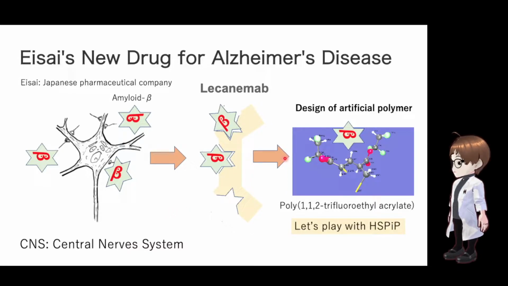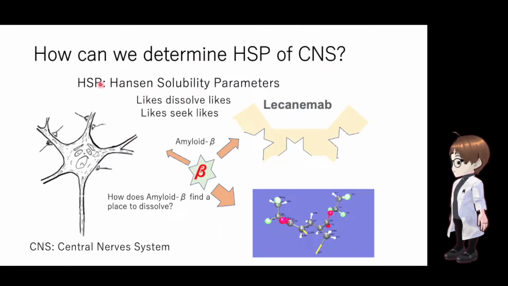I, an old polymer chemist, will leave behind a method of developing a sponge polymer that will suck up amyloid-β. I use Hansen Solubility Parameters to study what chemicals dissolve what material. In the words of Dr. Hansen, likes dissolve like, or likes seek likes. So the question is, how does amyloid-β find a place where it can dissolve itself?